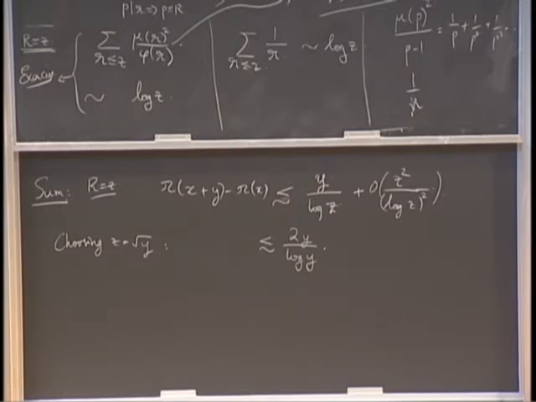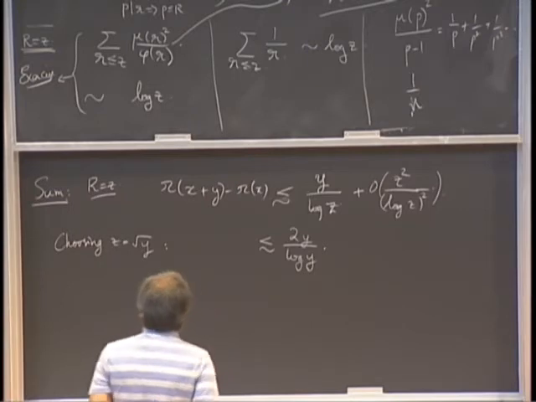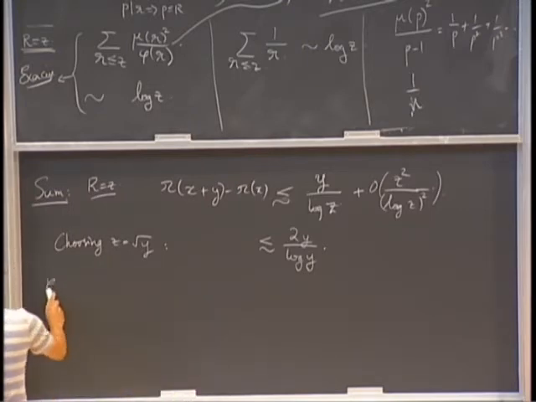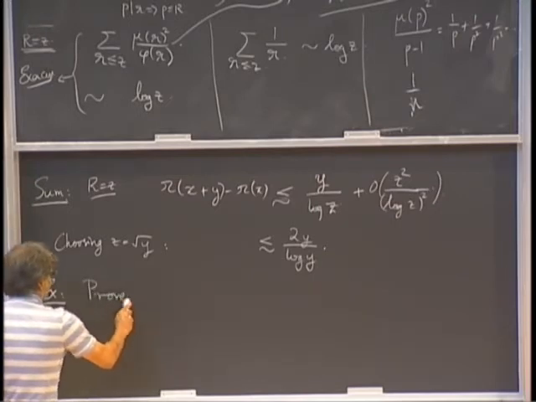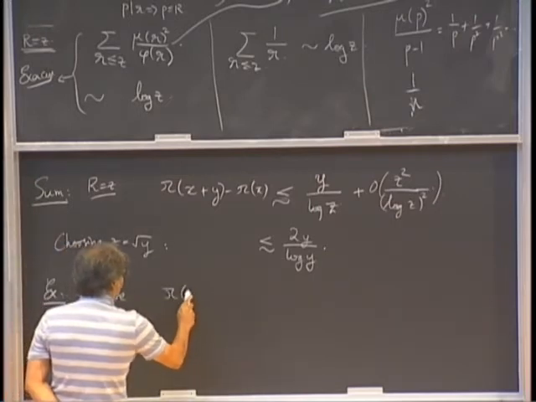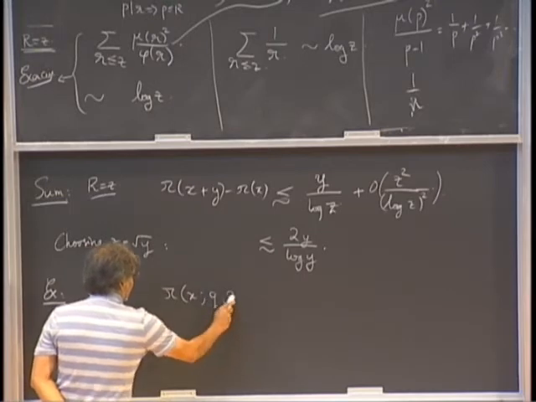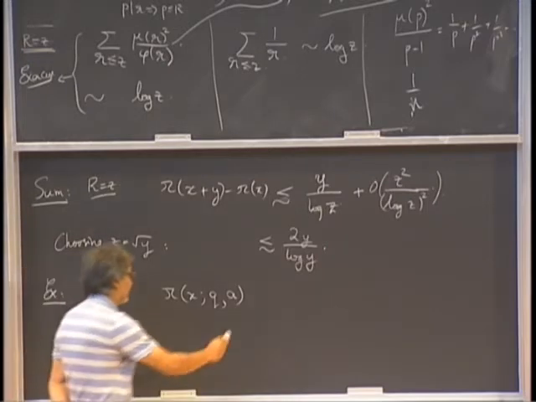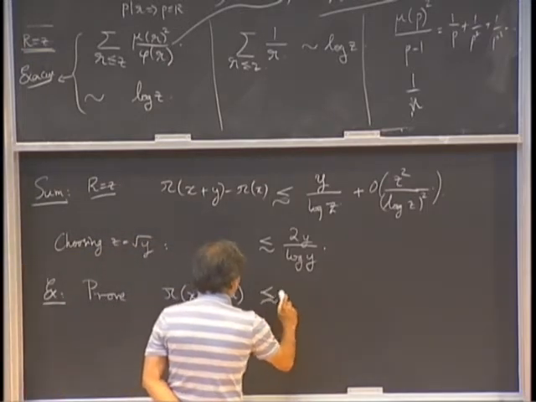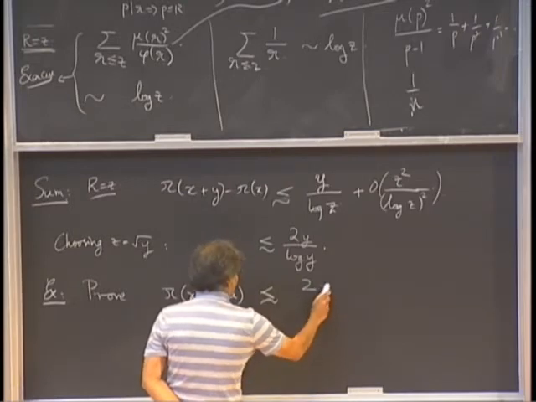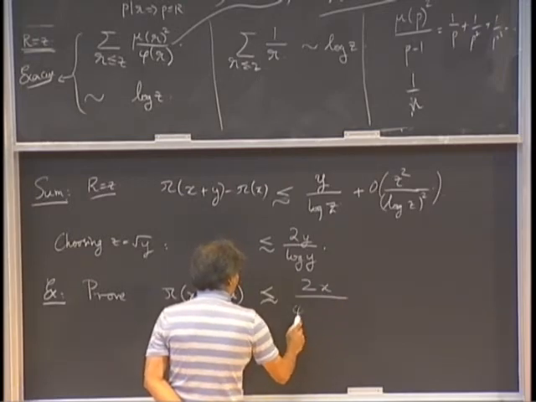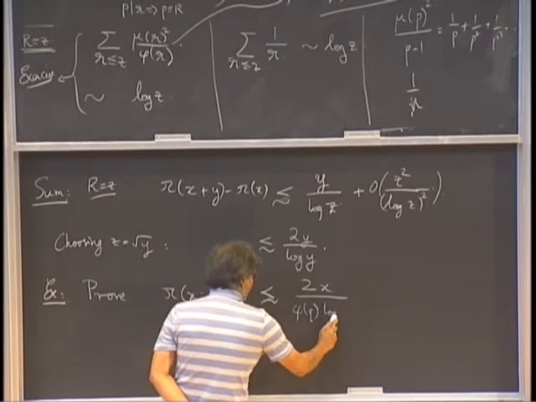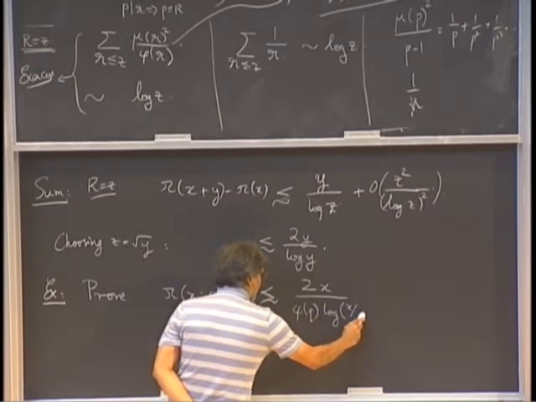So now some more exercises for you. Prove in the same way the analog that I stated for primes in a progression that's A mod Q. Right? So we said that here this was bounded by 2 times x over phi of Q log of x over Q.